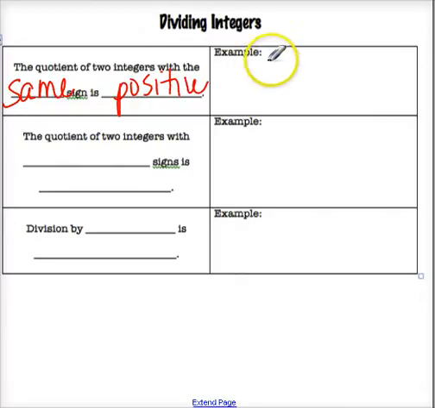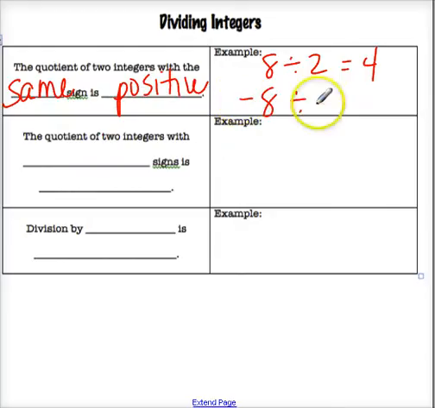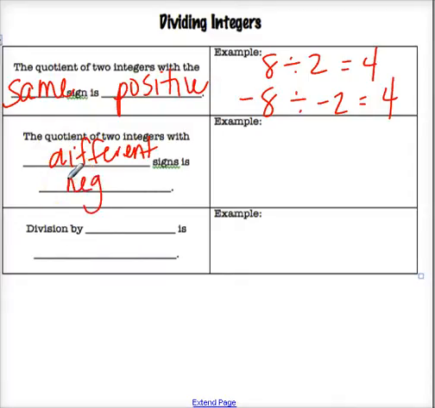For example, 8 divided by 2 equals 4. Negative 8 divided by negative 2 also equals positive 4. The negatives cancel out. The quotient of two integers with different signs is negative. So just like multiplying, if there's an odd number of negative signs, your answer will be negative.